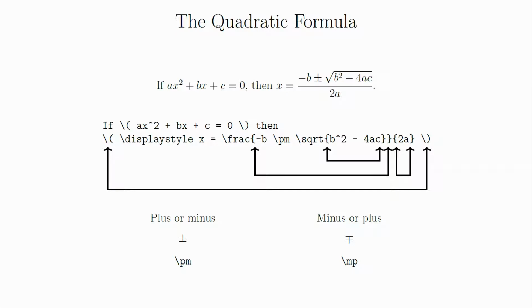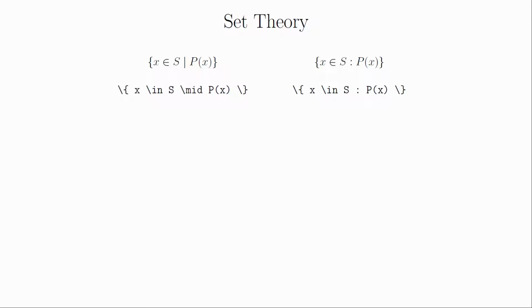One last piece of notation related to this. If you wanted to have a minus or plus symbol instead of a plus or minus symbol, you would use \mp. Next, we'll move on to some set theory. The set brackets by themselves are interpreted as grouping symbols by LaTeX, so to indicate that you actually mean these symbols, you have to use backslashes in front of them.